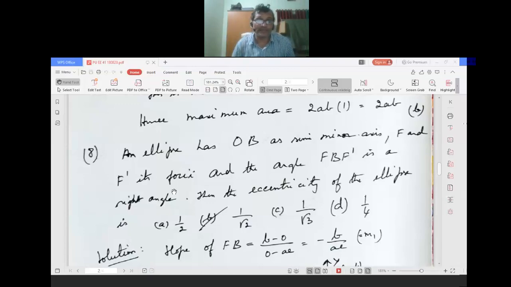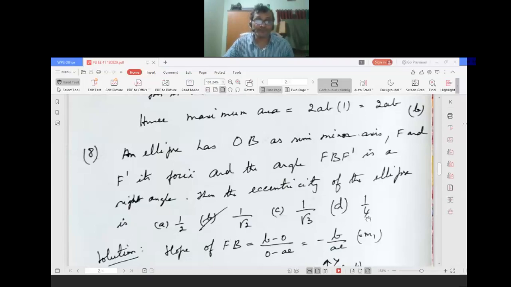An ellipse has OB as semi-minor axis, F and F dash are its foci, and the angle FBF dash is a right angle. Then the eccentricity of the ellipse is: A half, B 1 by root 2, C 1 by root 3, D 1 by 4.